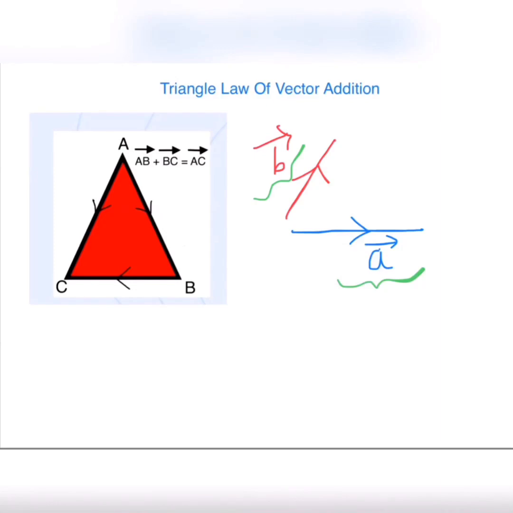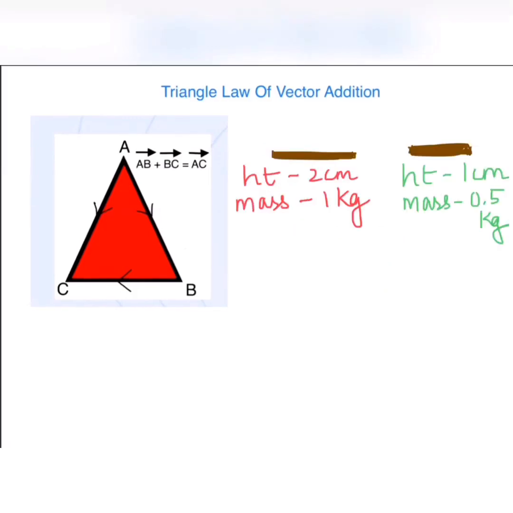To answer this question, let us first discuss addition of scalar quantities. Consider two sticks such that the first stick has a height of 2 cm and a mass of 1 kg, and the second stick has a height of 1 cm and a mass of 0.5 kg.